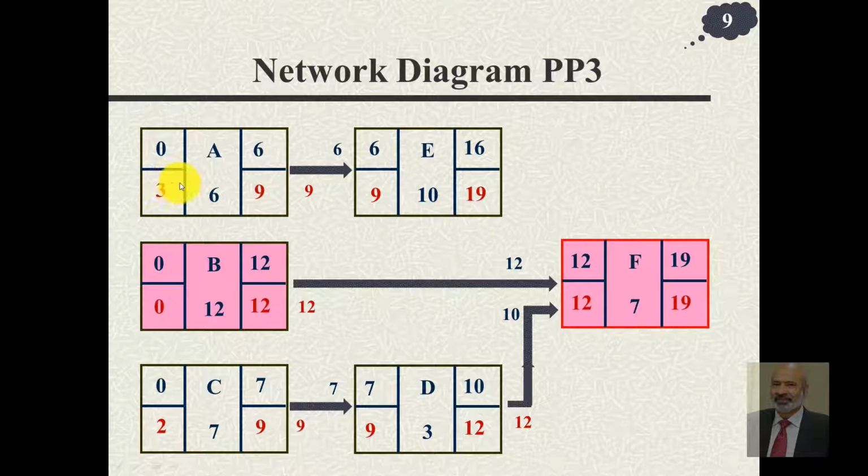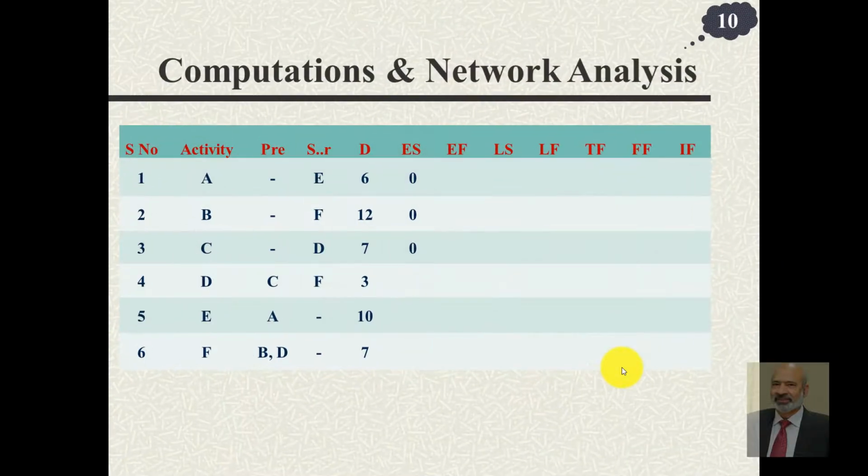And notice the starting time of this activity can be delayed, the starting time of this activity can be delayed. So these have some floats. These two activities B and F have their total float, free float and independent floats as 0. Let us fill this table.